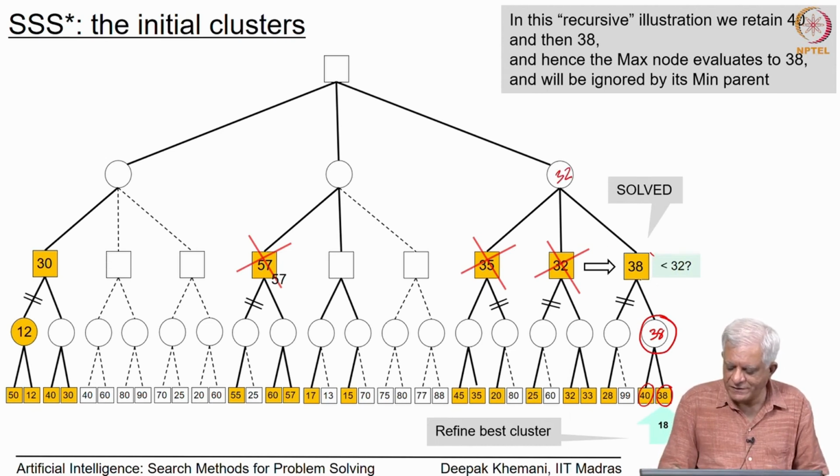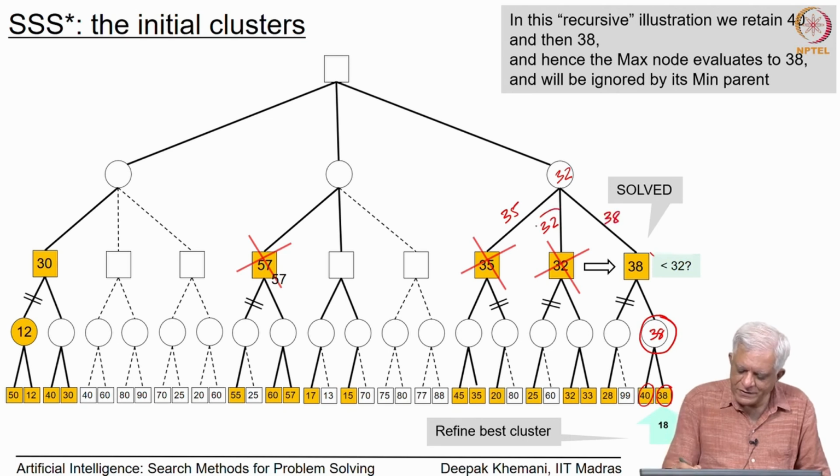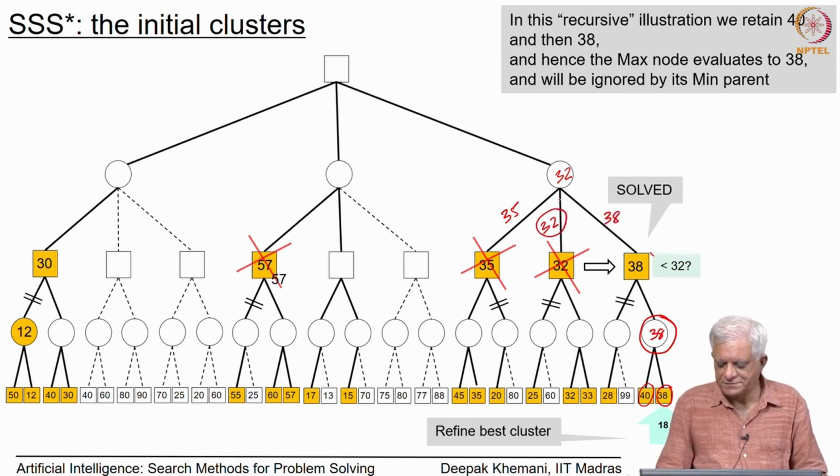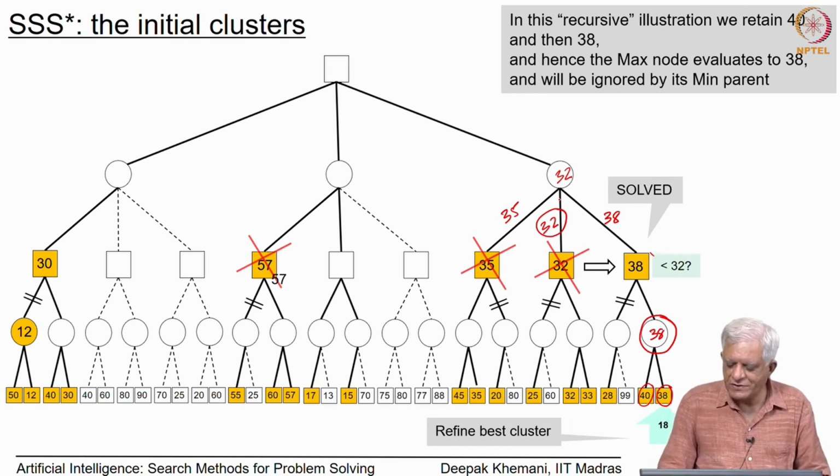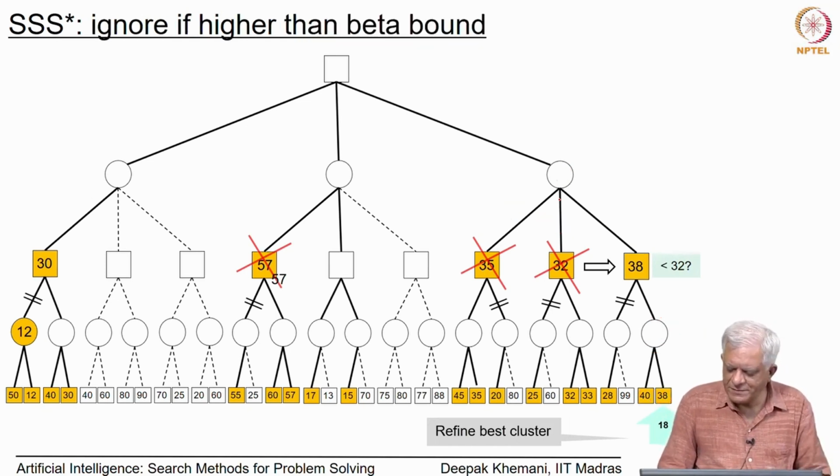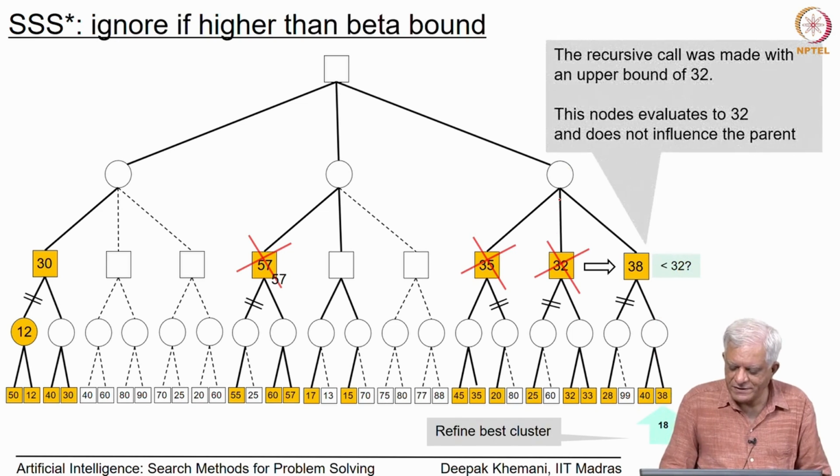Observe that it will not get a value of 38, because it is a min node, and of the other options that were available to it, 35 was available from here, 32 was available from here, 38 was available from here, it is going to choose 32 essentially. So, min would actually make the middle move in this case, but the minimax value of the min node would be 32, and because this is a min node which has become solved, its max parent also will become solved essentially.